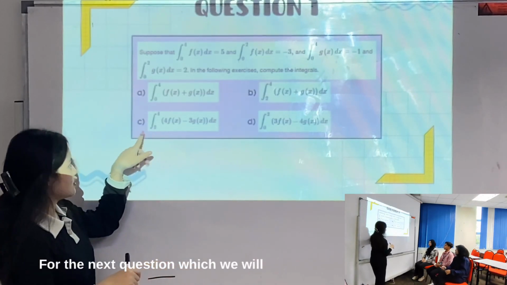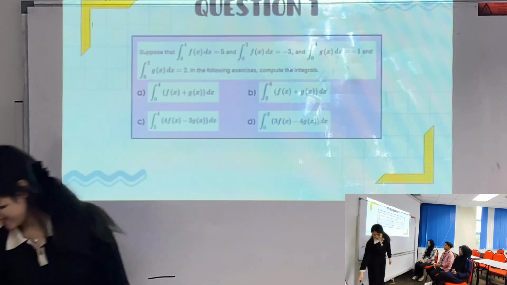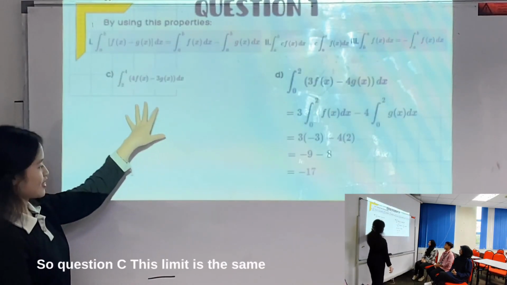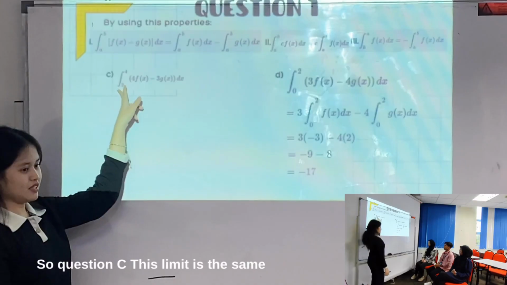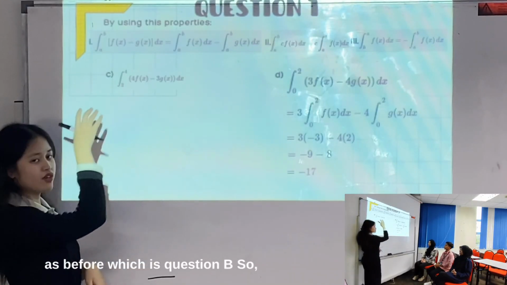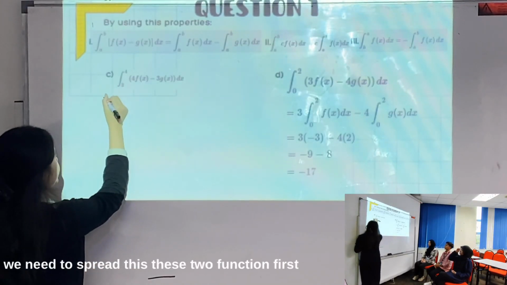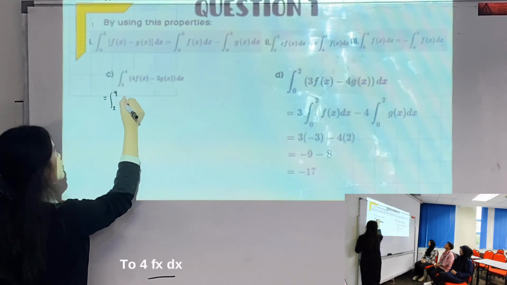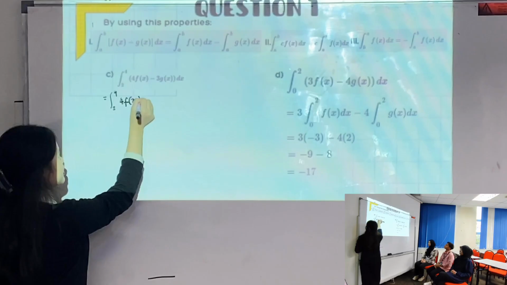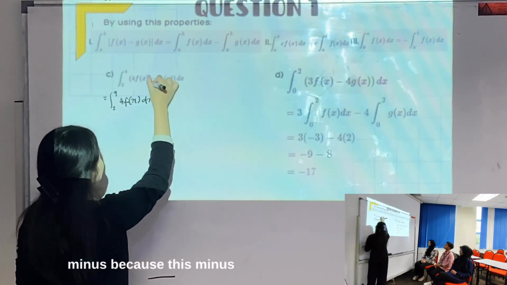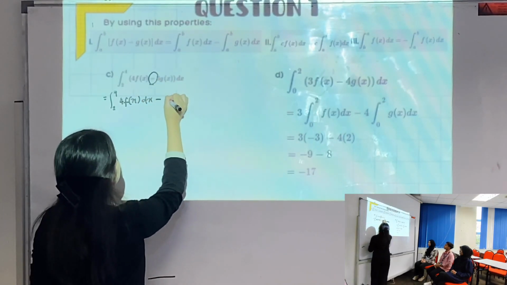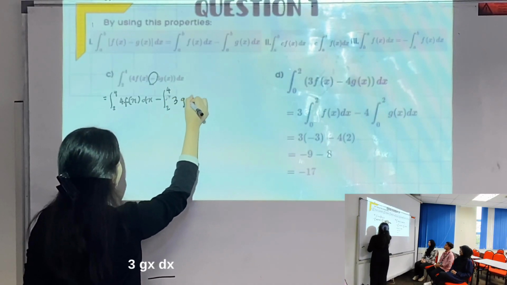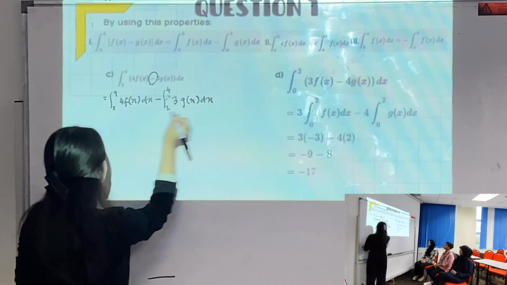The question which we will discuss next is C. For question C, this limit is the same as before, which is question B. So we need to separate these two functions first. So the integral from 2 to 4 of f(x) dx minus, because this is minus, the integral from 2 to 4 of 3g(x) dx.